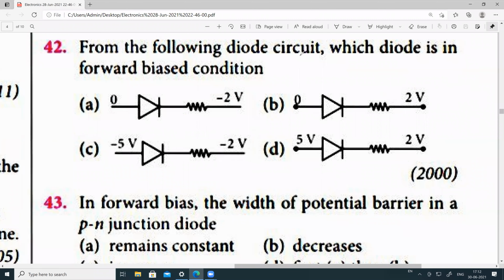For the 42nd one, from the following diode circuits, which diode is in forward bias conduction? So just observe all the diagrams. A diode is said to be forward biased if the P type of semiconductor of the PN junction is at positive potential with respect to the N type semiconductor of the PN junction. So it is circuit A that is suitable. Therefore, for the 42nd one, the first option is the right answer.